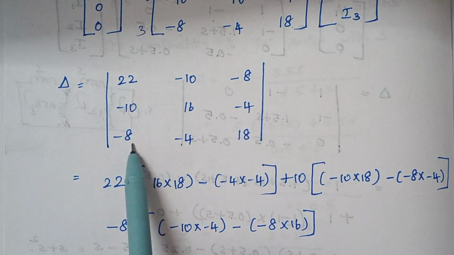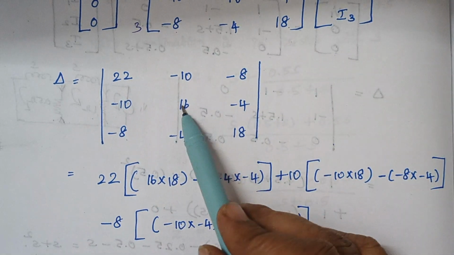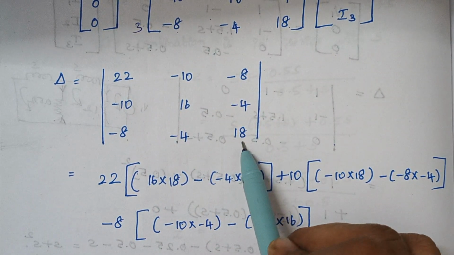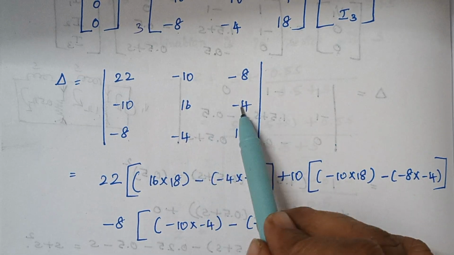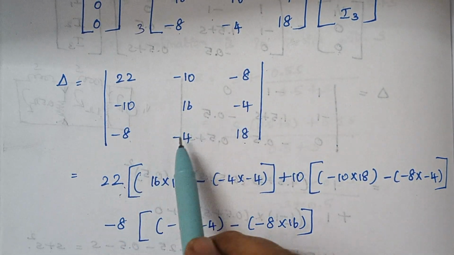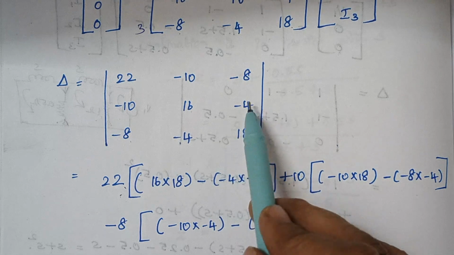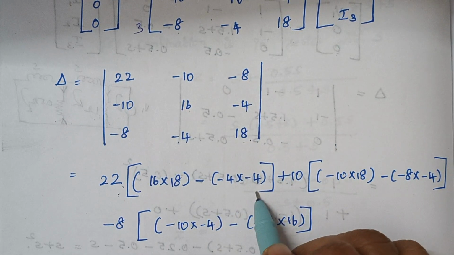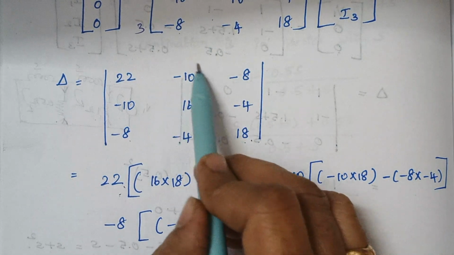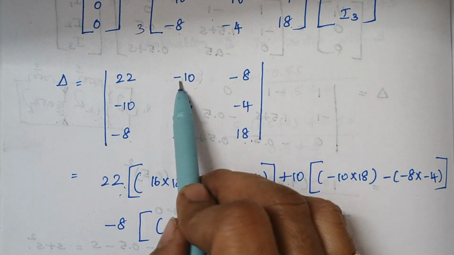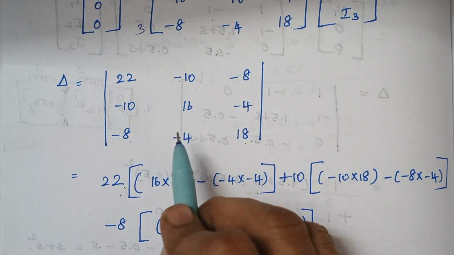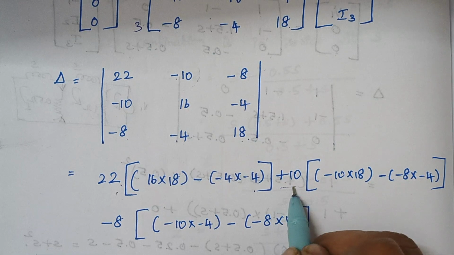You have to leave this column and this row, and you have to multiply these two. So you see 22, 16 into 18 minus of minus 4 into minus 4. And the next thing is we are moving to this part. So here we have to include a negative sign. So minus of minus 10 had become plus 10 here.